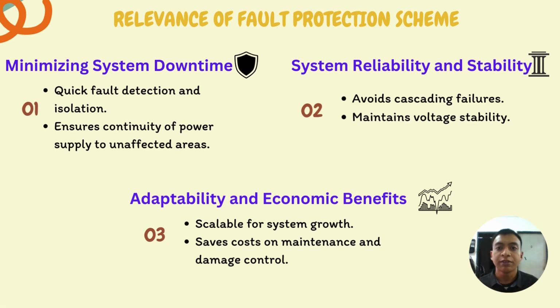Next, we have system reliability and stability. This is essential for our power system. Fault protection schemes prevent cascading failures and help maintain voltage stability. Last but not least, we have adaptability and economic benefits. For economic benefits, we can adapt to system growth, therefore assuring safety even as demands increase. So we can also save the cost.